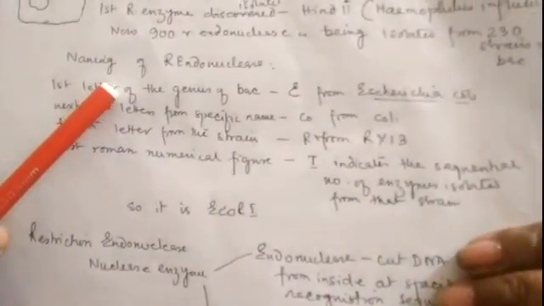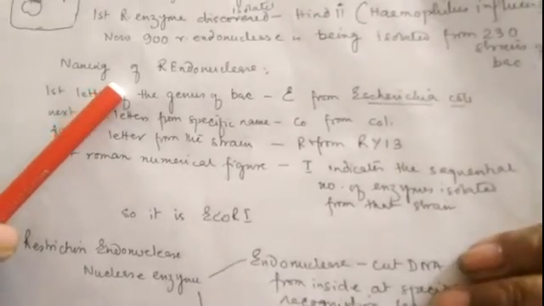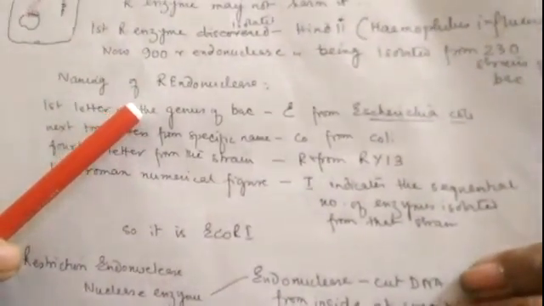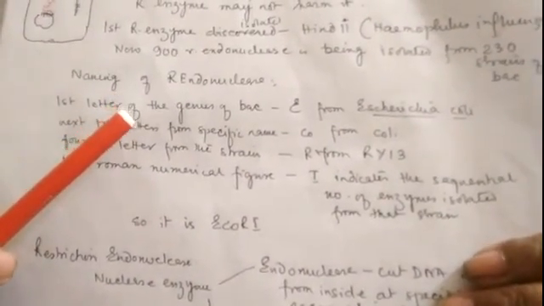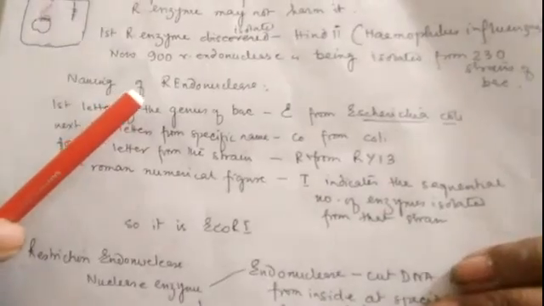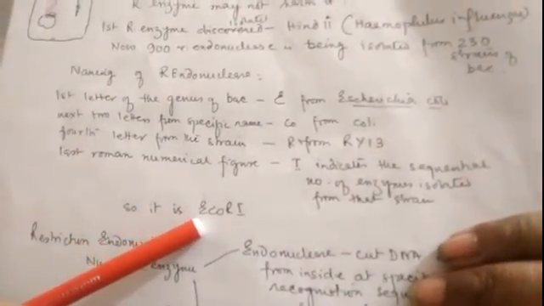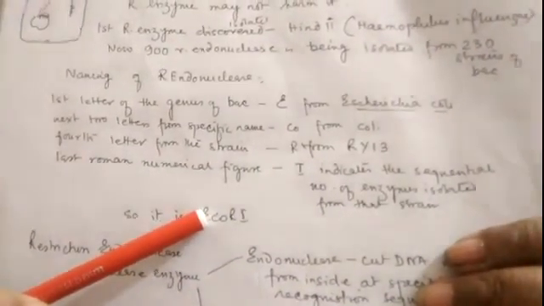So next we will go for the naming of the restriction endonuclease. We have learned that about 900 restriction endonucleases have been isolated from 300 bacteria. So there must be some specific naming pattern so that we can identify each of them. Now what is the naming pattern? Let us take the example of EcoR1. EcoR1 is a restriction endonuclease. Now how is the naming done?